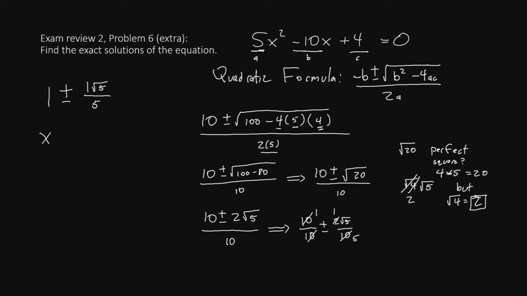So when you write your answers, you can write them separately. The first answer will be 1 plus square root of 5 over 5, and the other answer will be 1 minus square root of 5 over 5. Those will be your two solutions to this equation.